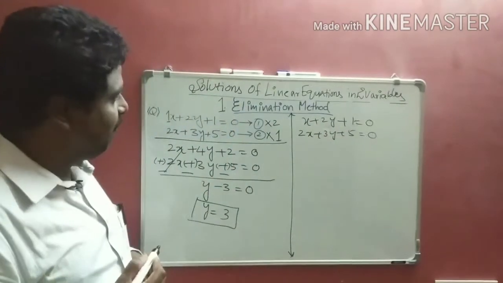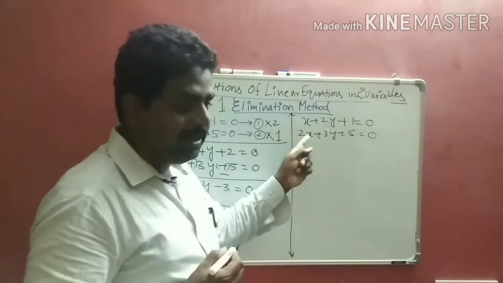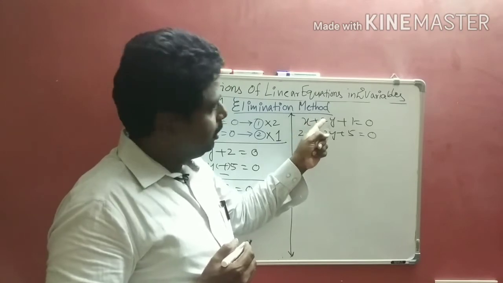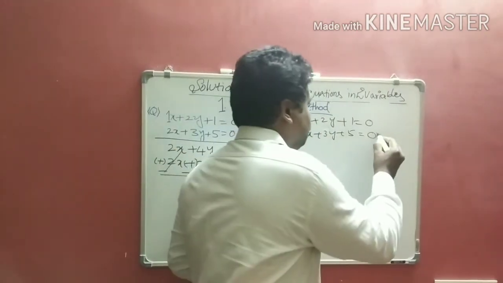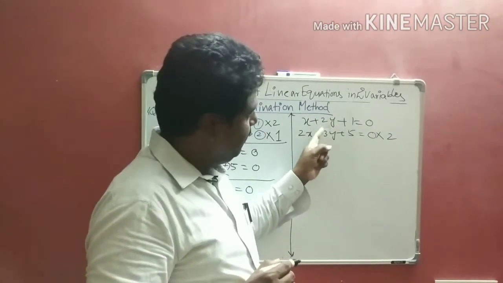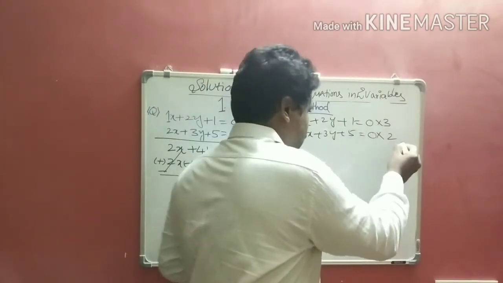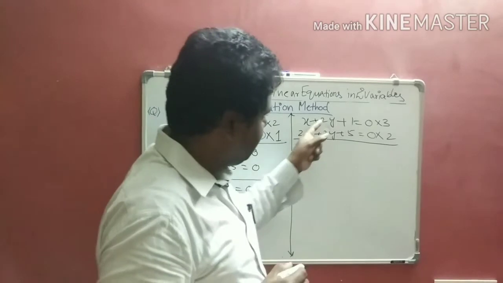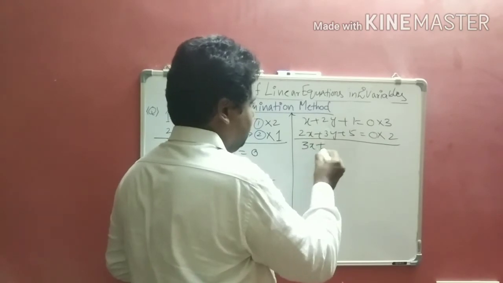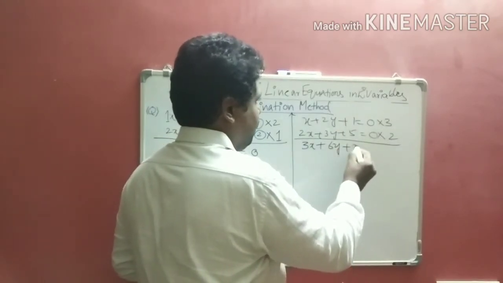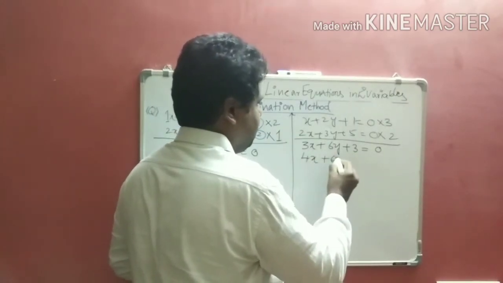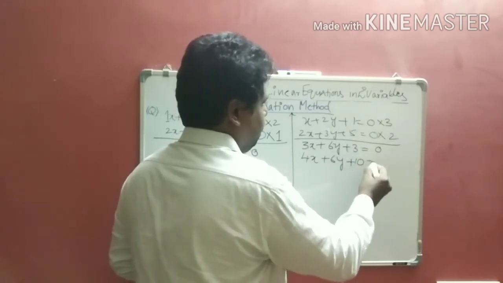Now observe the coefficients of y. Since here we eliminated x, now we have to eliminate y. So what is the coefficient of y in the first equation? 2. So multiply the second equation with 2. Okay. Now what is the coefficient of y in the second equation? 3. Multiply the first equation with 3, so that both equations have the same y coefficients. Understand? So multiply with 3. 3 into x, 3x, 3 into 2y, 6y, plus 3 is equal to 3 into 0, 0. Now multiply with 2. 2 into 2x, 4x, plus 6y plus 10 is equal to 2 into 0, 0.